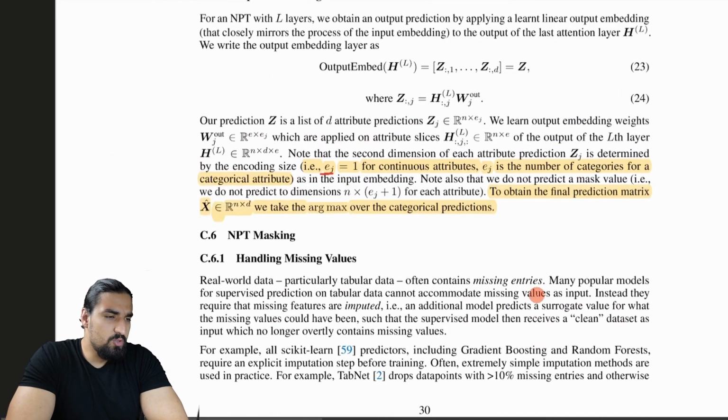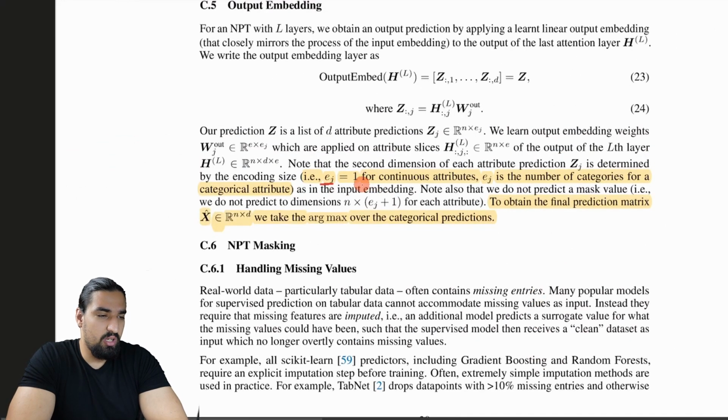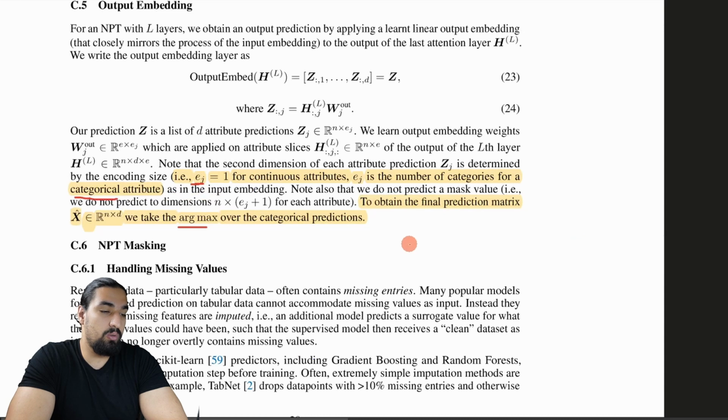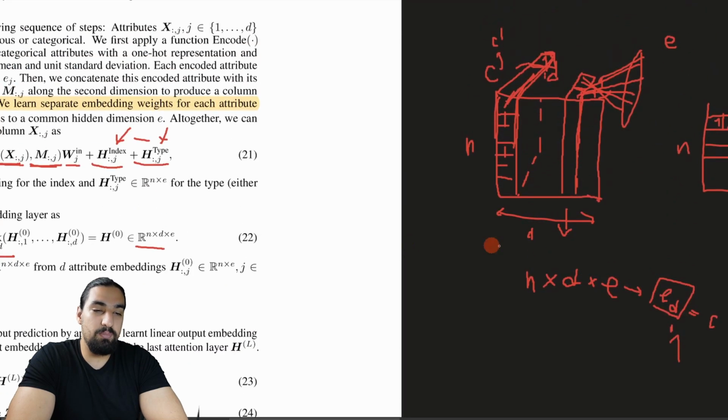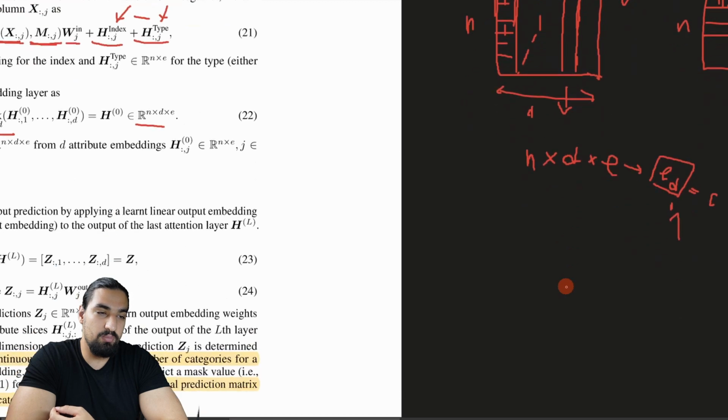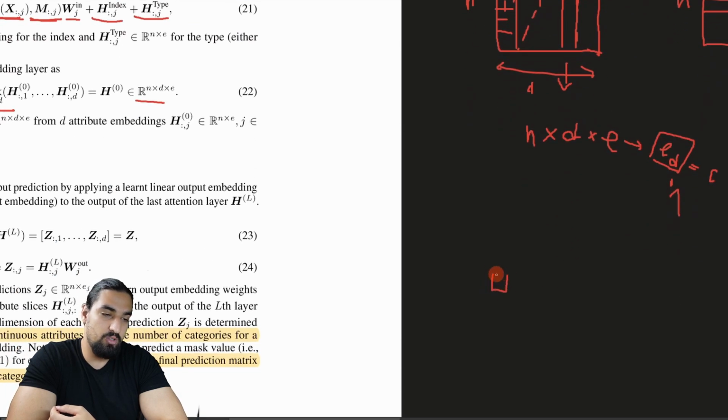So it's fairly easy. They say here, it's 1 for continuous attributes, it's the number of categories for a categorical attribute, and to obtain the final prediction matrix, we take the argmax over the categorical predictions. So that's how they do the prediction. So basically, whatever they spit out in the last layer, they'll have some probabilities, obviously. So if I extract this part here, and then just make it a bit nicer to see, it's going to be some distribution, and the dimensions here are going to be C, as I said.